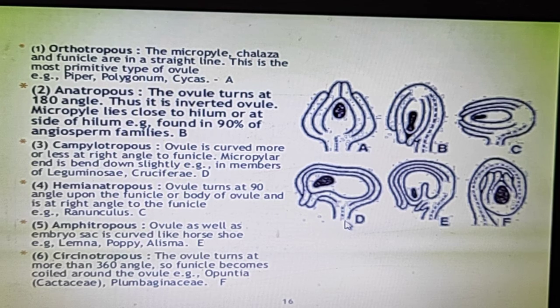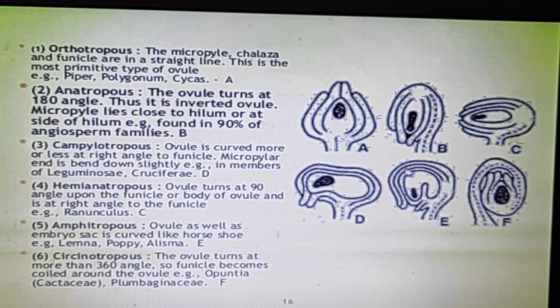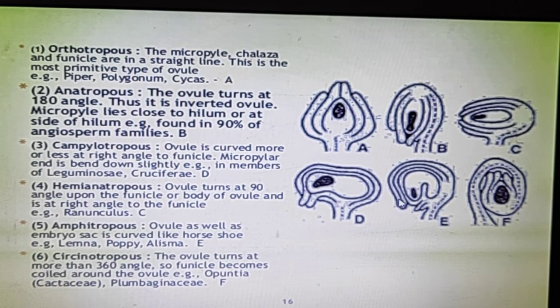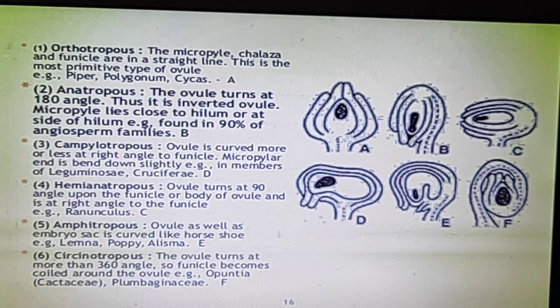Done? Now next is the amphitropous. In the amphitropous ovule, the embryo sac is also curved like a horseshoe. You have observed that a horseshoe-like structure is there like this. That's why it is known as a horseshoe structure.